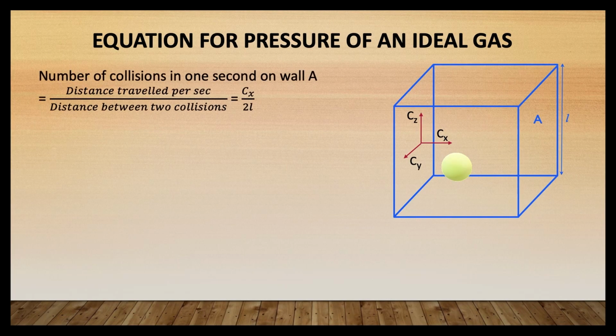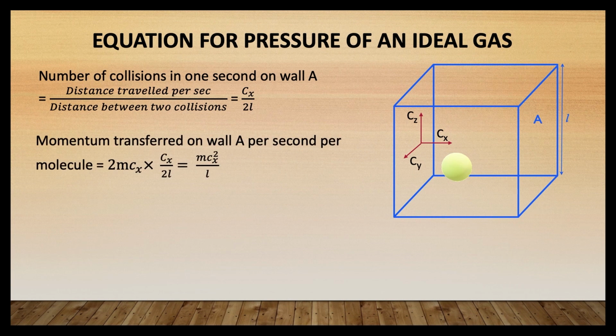Hence, the time interval between two successive collisions gives the number of collisions in 1 second on wall A, which is equal to distance traveled per second divided by distance between two collisions, which is equal to Cx by 2L. Momentum transferred on wall A per second per molecule is 2mcx into Cx divided by 2L, which is equal to mcx square divided by L.